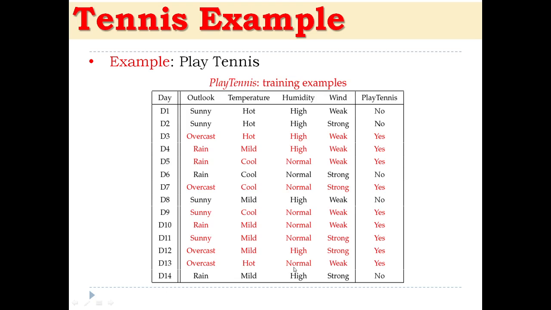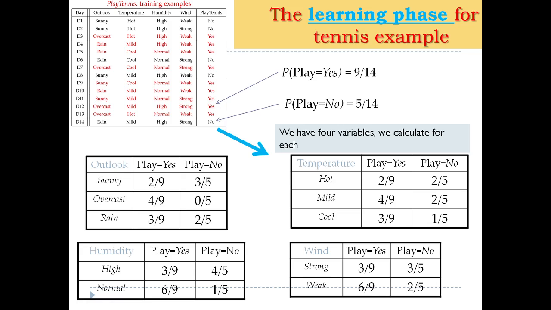We are taking 14 training examples here, and we have some positive and negative training examples based on the yes and no values. These data sets we are using for the classification. Next, we will have two phases. One is the learning phase, where we learn something from the training examples.